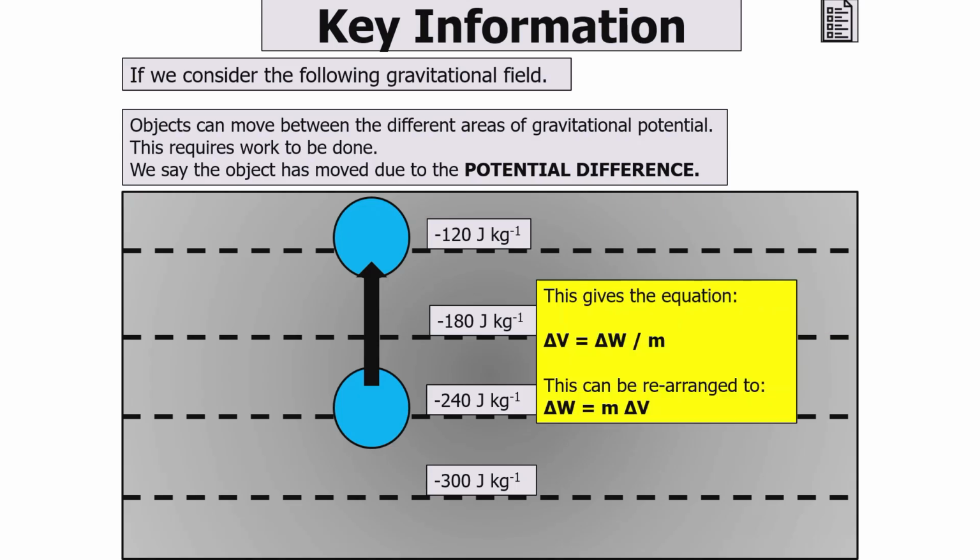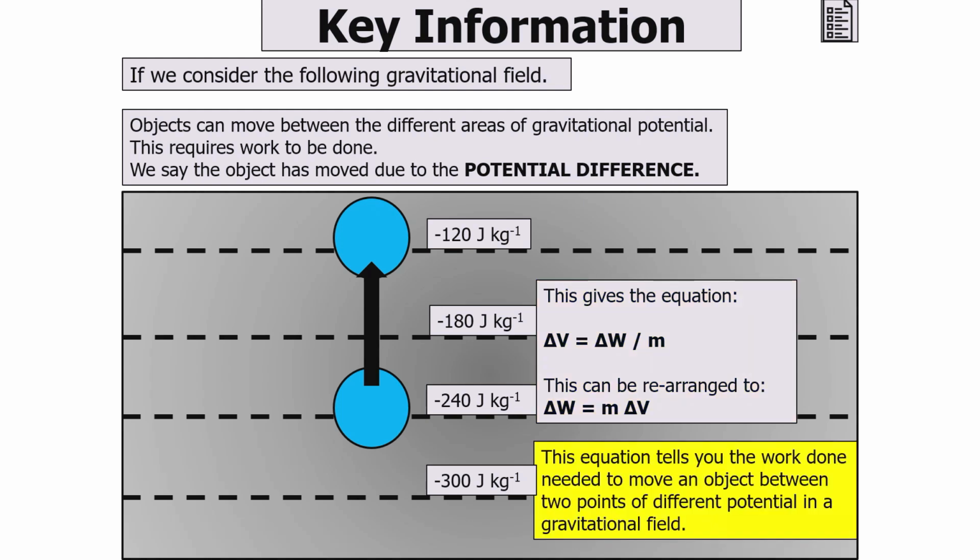So this gives our equation of delta V is equal to delta W over m, which we can rearrange to say delta W is equal to m delta V. So this equation tells you the work done needed to move an object between 2 points of different potential in a gravitational field. Or you could say it's the work done needed to move an object over a potential difference in a gravitational field. Now the m term in the equation refers to the mass of the object moving, not the mass of the object producing the field.